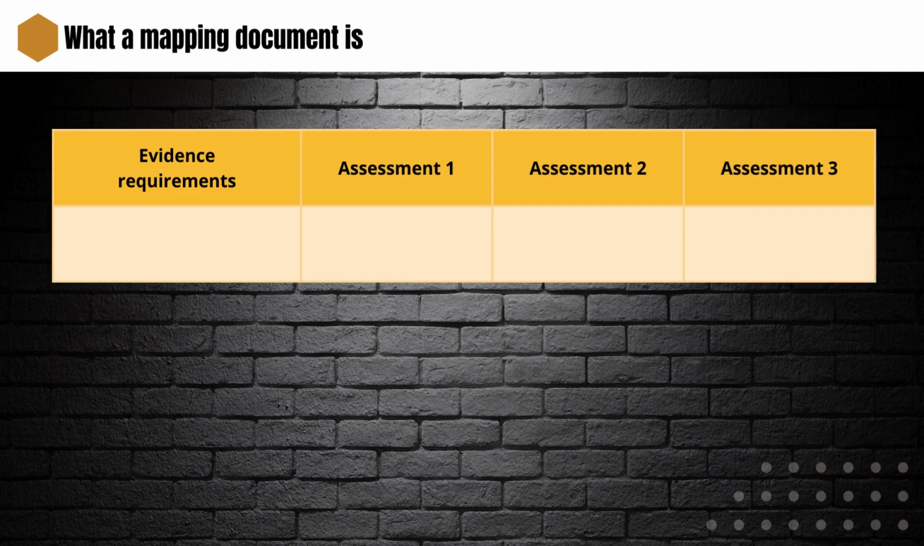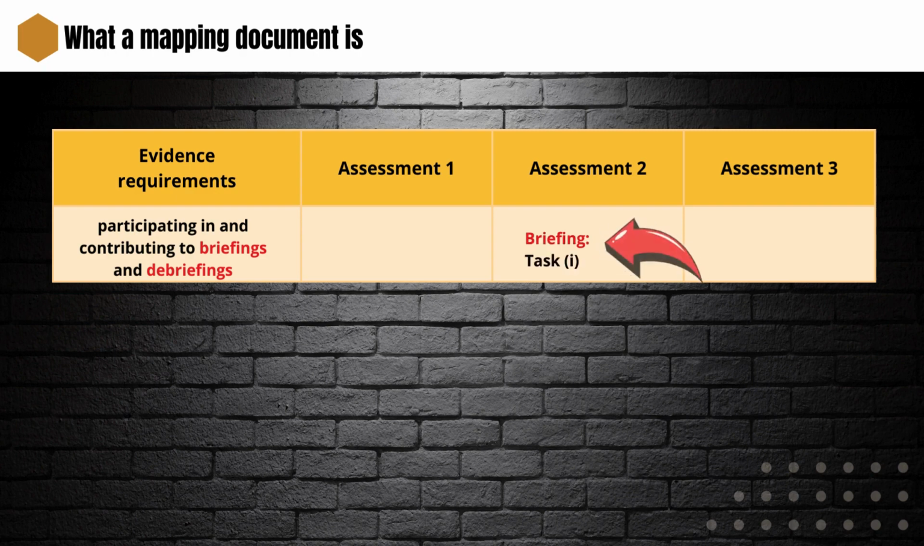Often it may be the case that a single requirement has multiple parts and that these are addressed in different parts of the assessment. For example, in the unit PUA SAR 022, participate in a rescue operation, there is a performance evidence item requiring the student to demonstrate participating in and contributing to briefings and debriefings. These may be demonstrated in 2 separate assessments. For example, the briefing may be part of assessment 2, and then the debriefing may occur later on during assessment 3.